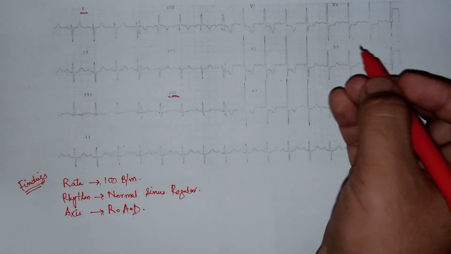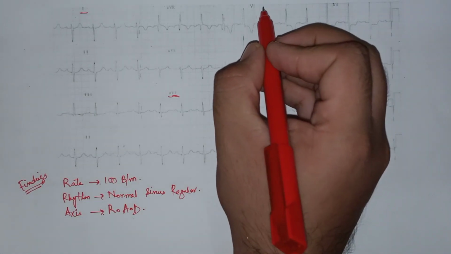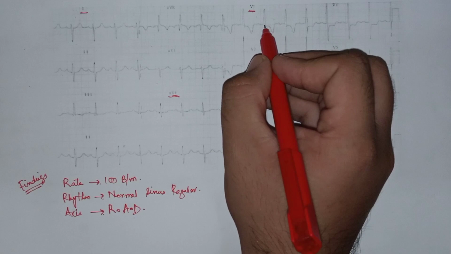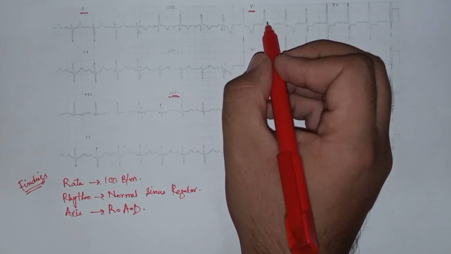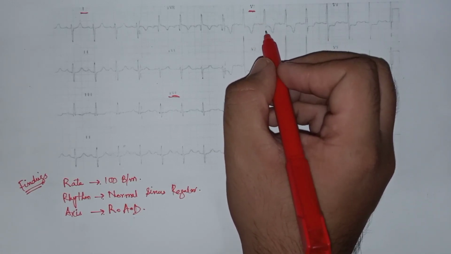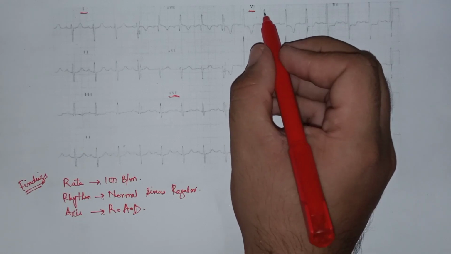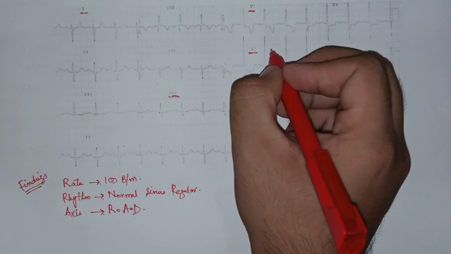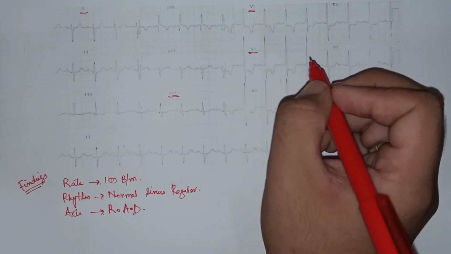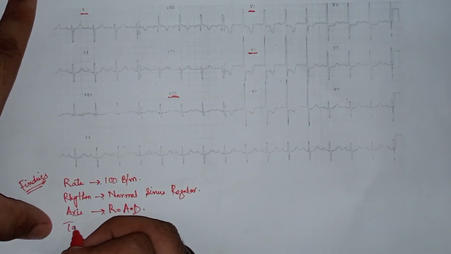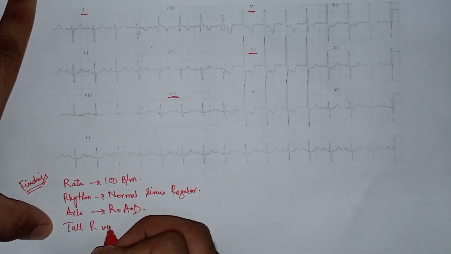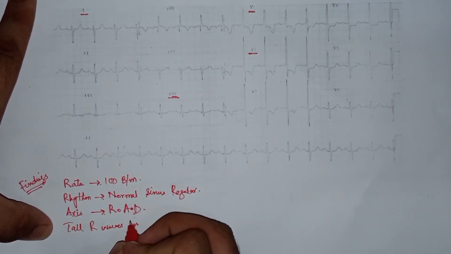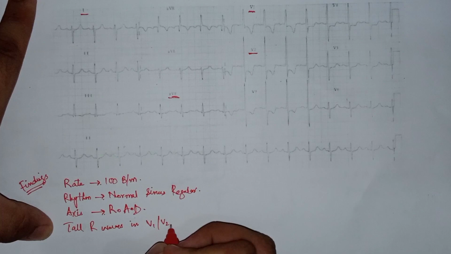Then come to the H of the mnemonic RAHIB, that is check the hypertrophy. Now look at ECG lead V1. In V1 there is a tall R wave. Normally in V1 there is a downward deflection of the QRS complex, but here you can see there is an upward deflection of the QRS complex with tall R waves in leads V1 and V2.